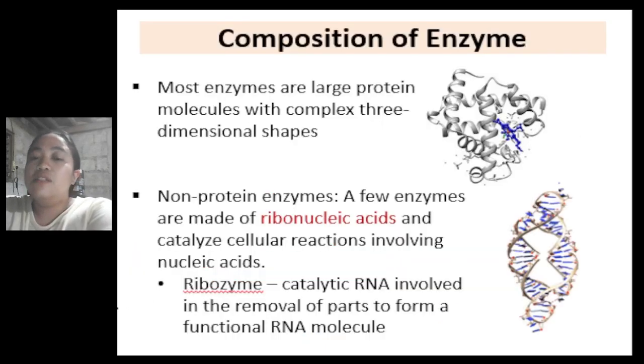What is the composition of an enzyme? Most enzymes are large protein molecules with a complex 3D shape, but we also have non-protein enzymes, which are a few enzymes made up of RNA that catalyze cellular reactions involving nucleic acid. One example of a non-protein enzyme is a ribozyme. Ribozymes are enzymes made up of nucleic acids, catalytic RNA involved in the removal of parts to form a functional RNA molecule.